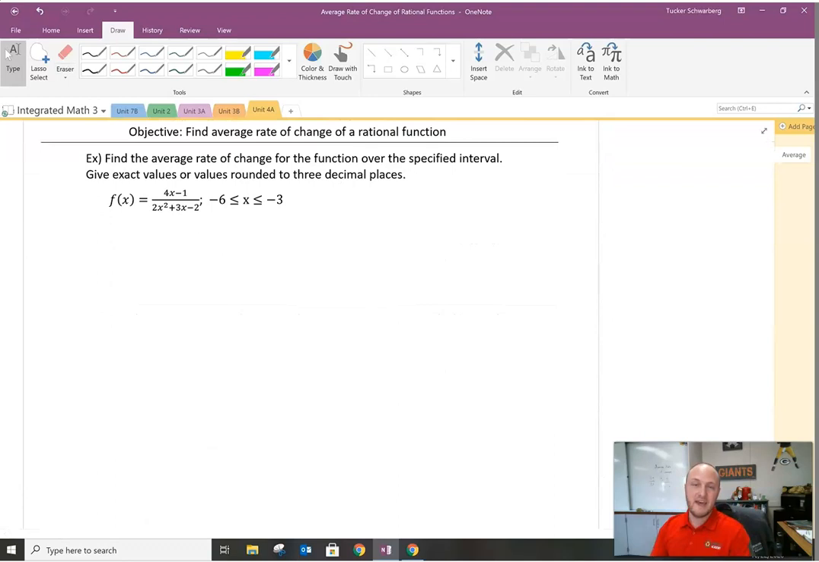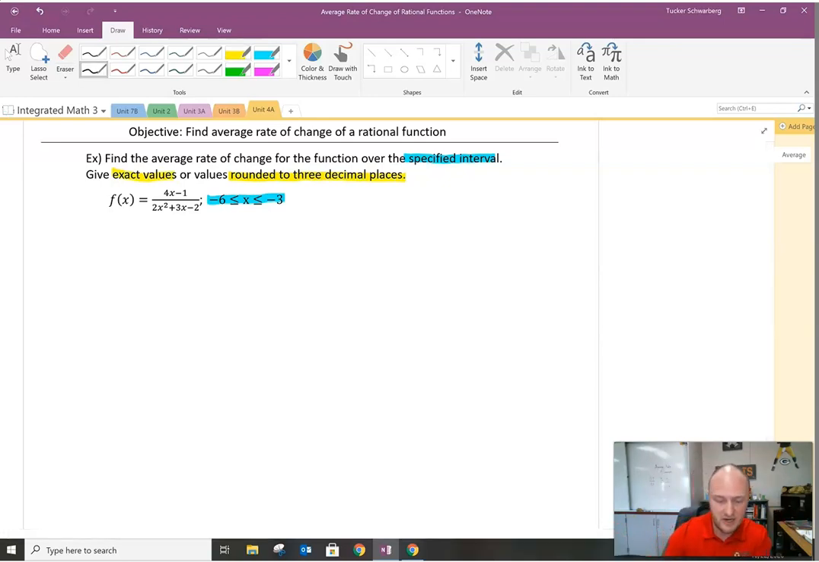Now they say find the average rate of change for the function over the specified interval. Again, the specified interval is given, but this time it is in inequality notation, from -6 to -3. No problem. Give the exact values or values rounded to 3 decimal places. Okay, so in the last example we did exact, that was exactly that. This one, who knows? Maybe we'll have to round.